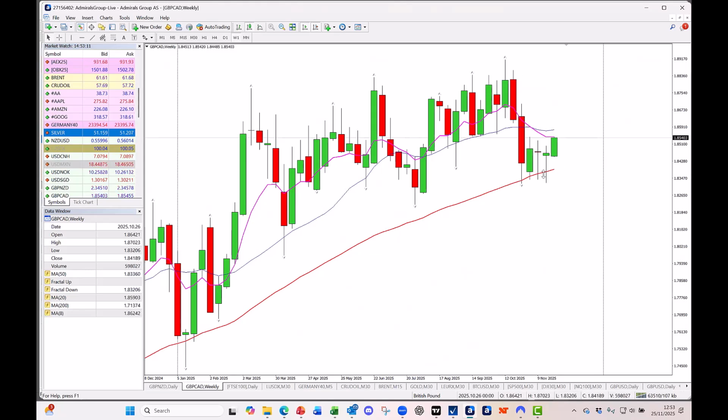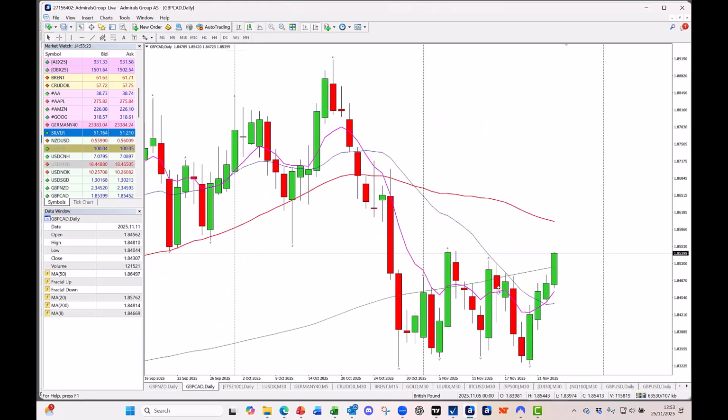But this is the 50 MA. That is a 50 period moving average bounce there, and you've got those pin bars off the 50 period moving average. As a swing trader, that's what's going on.